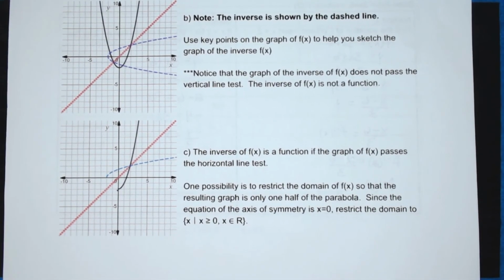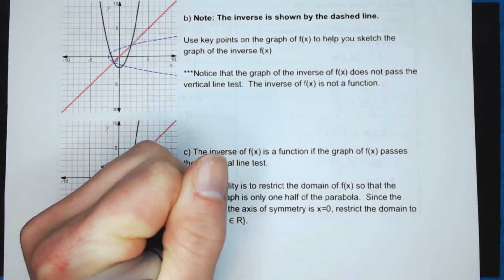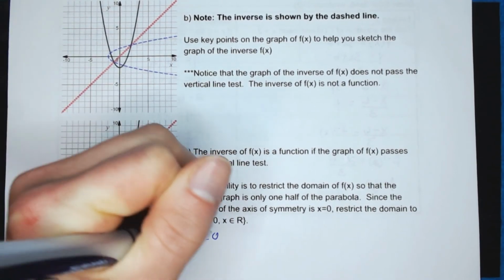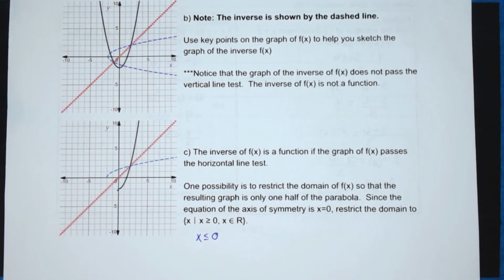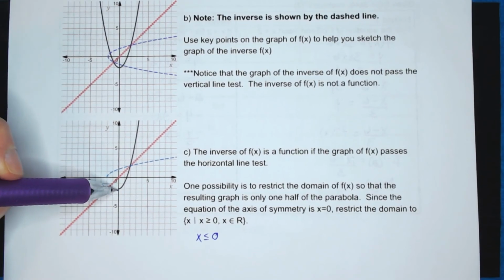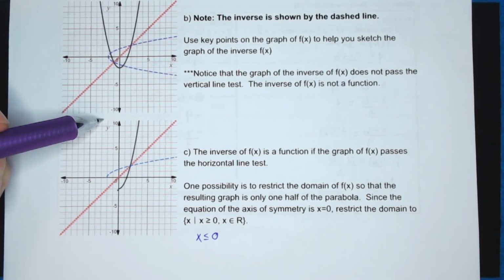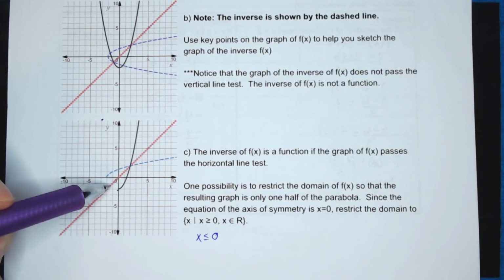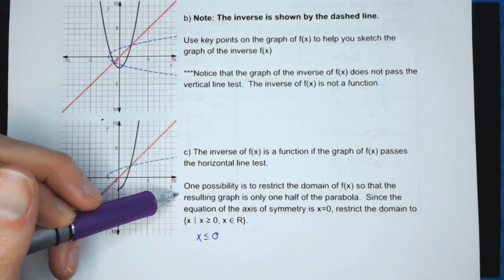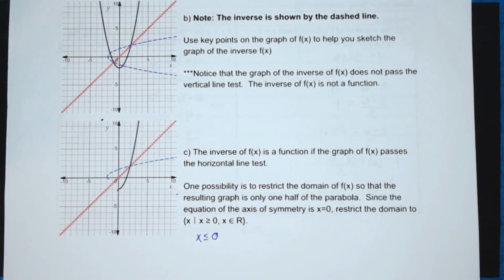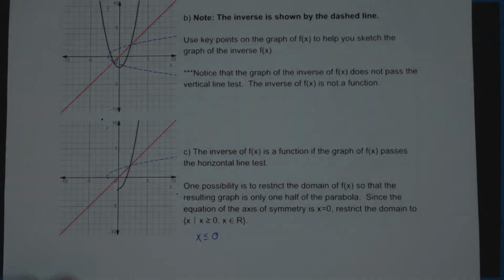I should note that you could also have x is less than or equal to 0 as your new domain, and then it would be just this half of the graph placed there, and then this half of the graph would be placed for the inverse. Both of those will give you an appropriate result by restricting the domain to create an inverse function that exists.